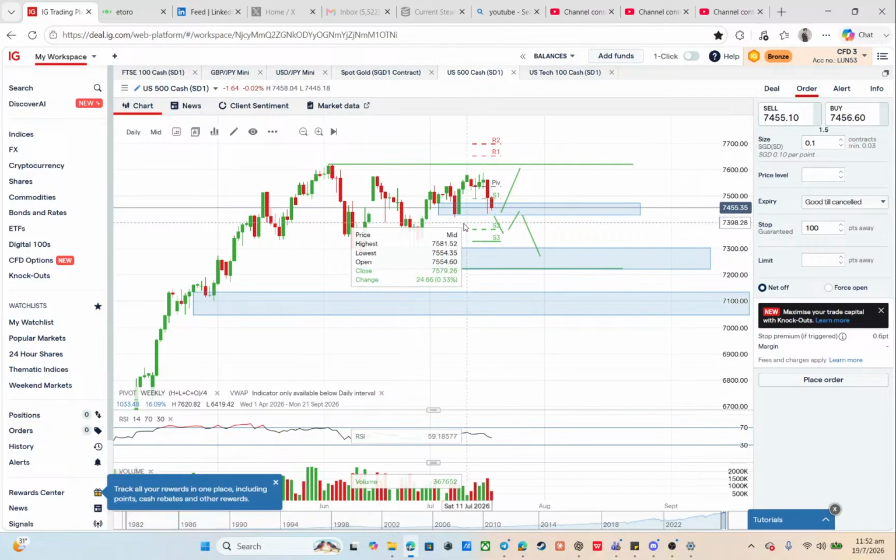So I'm looking at a double bottom. Double bottom means we can push all the way up to a new all-time high.